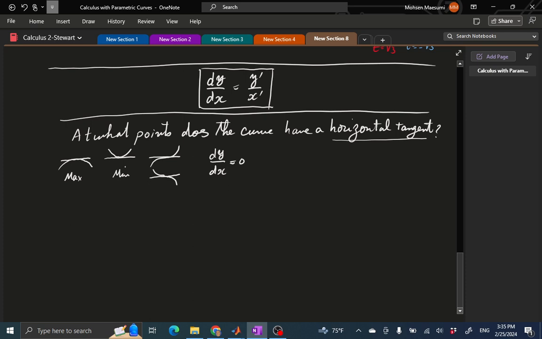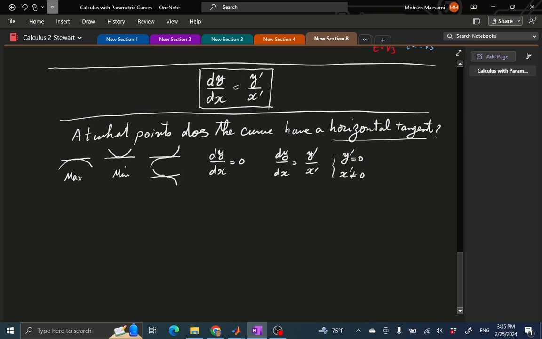Okay, that was the slope for a smooth function. dy/dx has to be 0. Well, now dy/dx is y prime over x prime. And for a fraction to be 0, the numerator has to be 0 and the denominator has to stay away from 0. Of course, the denominator better stay away from 0, because you can't divide by 0.